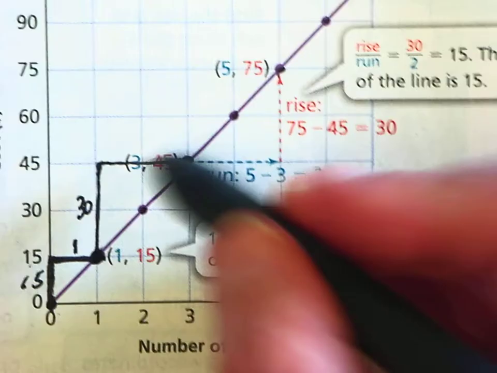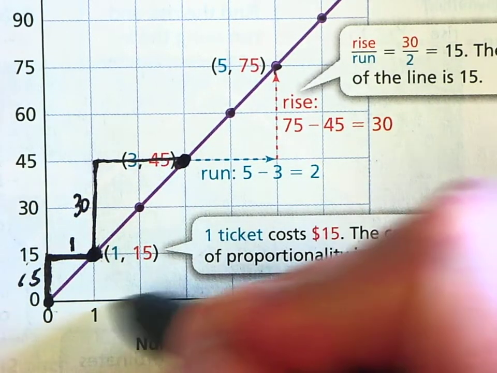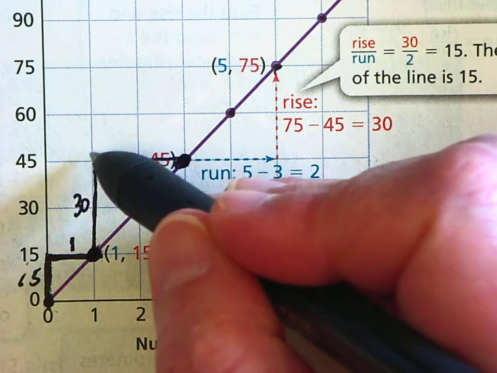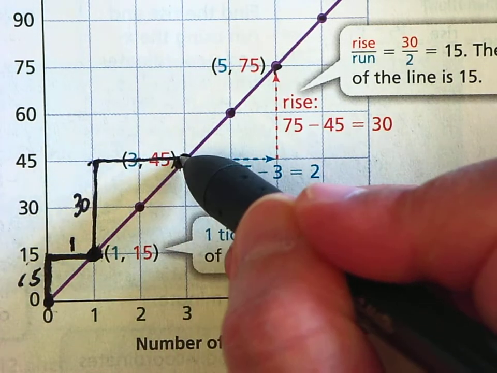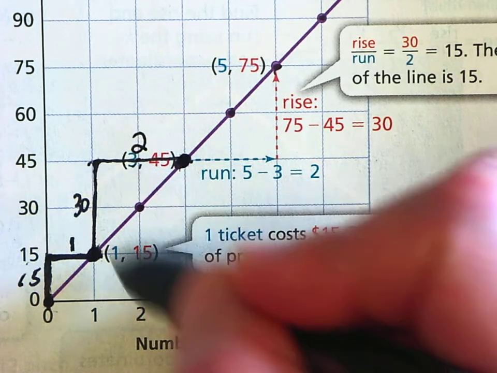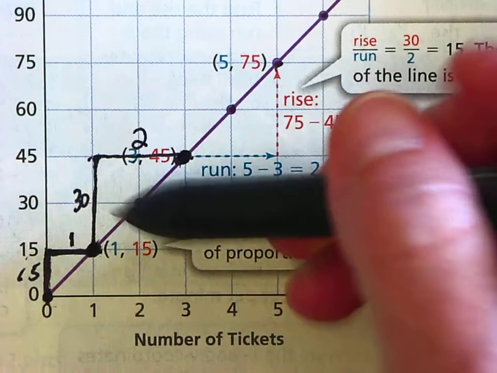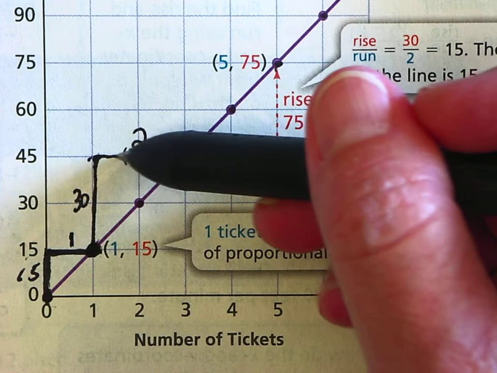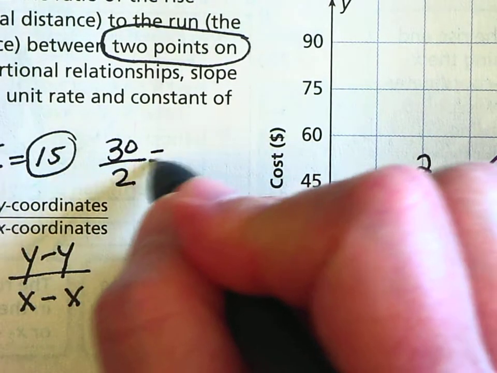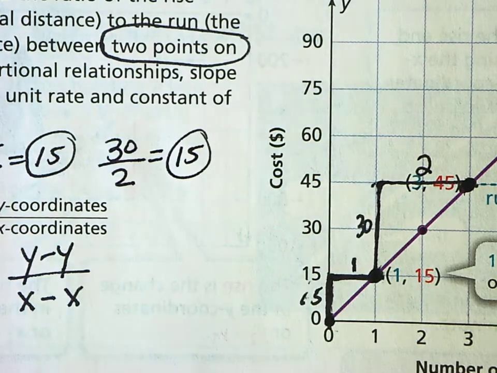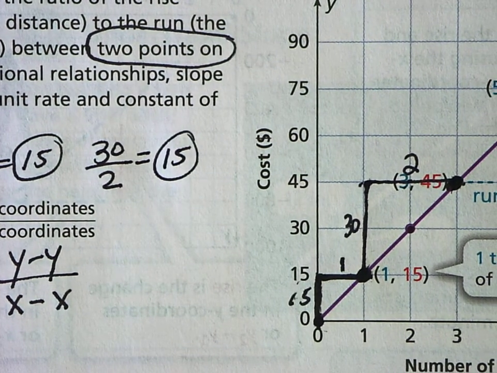Now my run from here to here, along the x-axis, every line is counting by 1s. So I'm on 1 and I want to run to 3: 1, 2. I'm running 2 lines over. In this case, my rise is 30, my run is 2. So rise 30, run 2, 30 divided by 2 is 15. It works with any 2 points that land on the line.